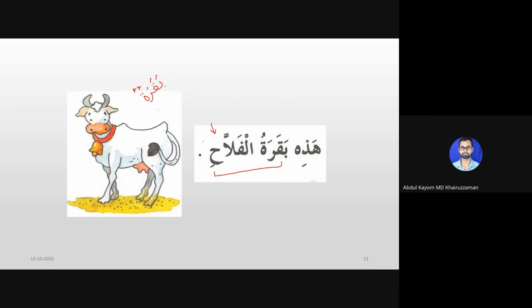We are using hadhihi because bakara is feminine. This is the real gender, right? Cow is feminine. So we say hadhihi bakaratul fallahi. This is the farmer's cow.